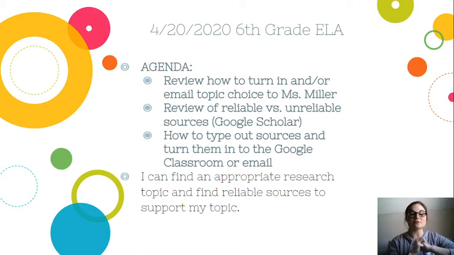So you guys need to have 3 sources turned into either the Google Classroom, email it to me, text me in the Remind app. There's plenty of ways to give it to me. It's up to you guys, whatever works best for you. The I can statement is: I can find an appropriate research topic and find reliable sources to support my topic. That's kind of the goal. If you can confidently say that at the end of this lesson, we've done what we're supposed to.